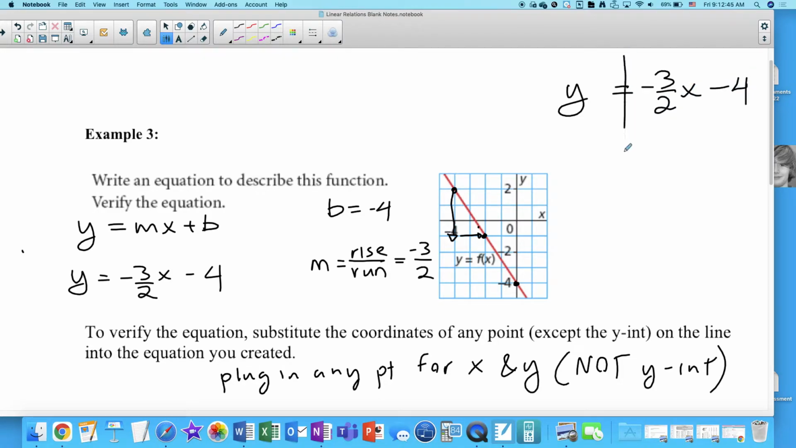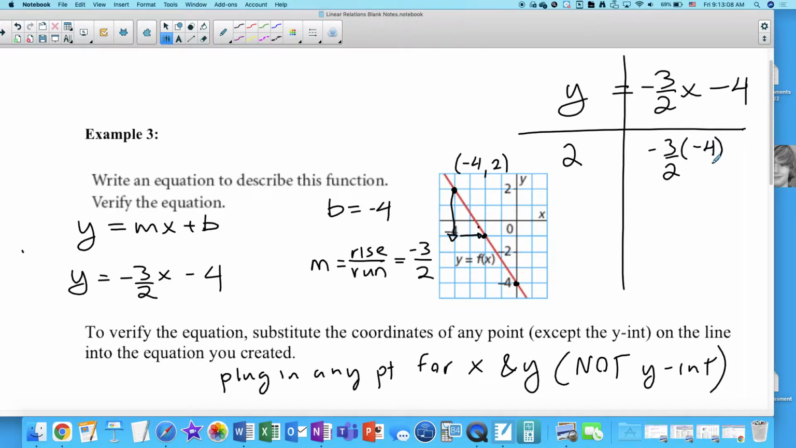Okay? And then I kind of do a little chart. So I'm plugging in, let's say I plug in this point over here. That point is (-4, 2). Okay? So what I like to do is, okay, this is y, so that's 2. This is -3/2 times x, which is -4, minus 4.